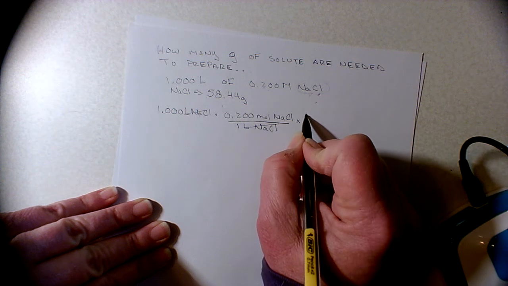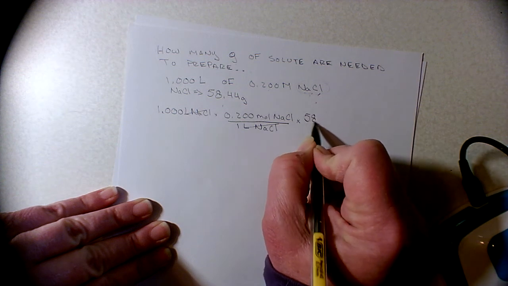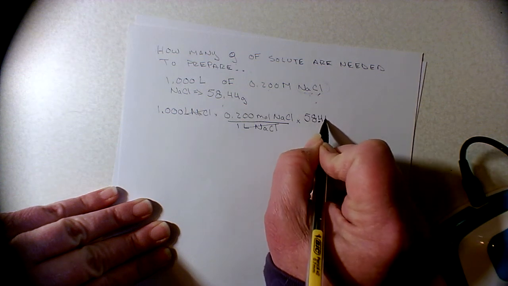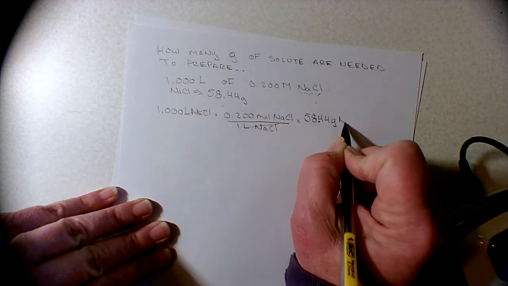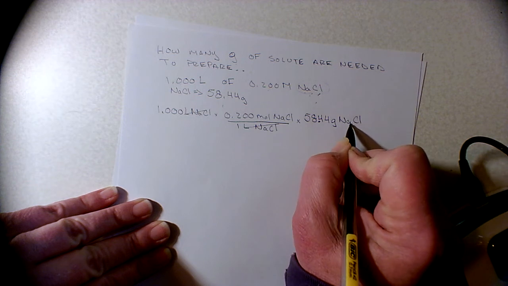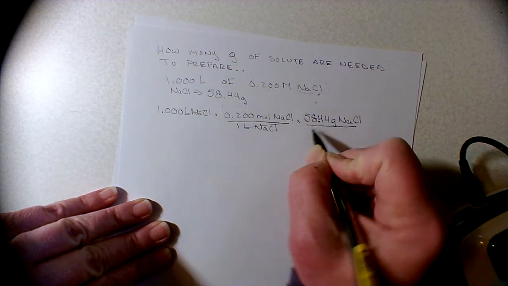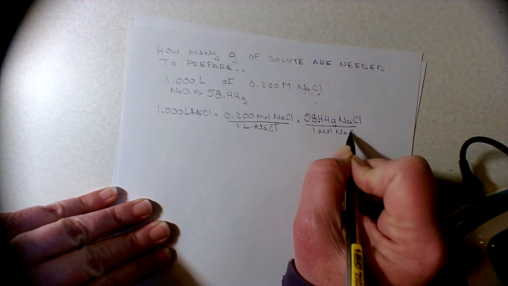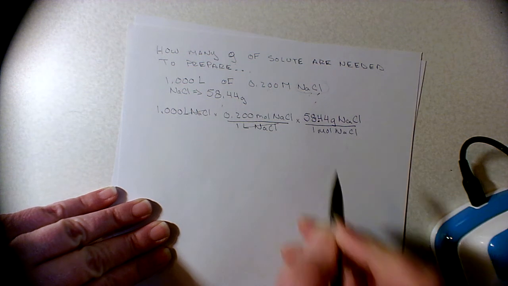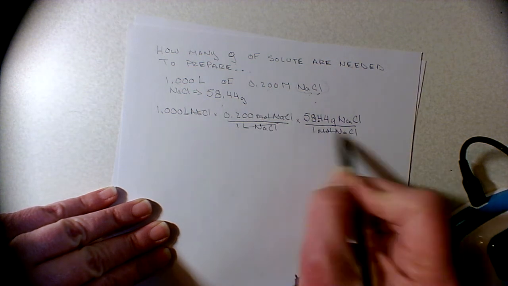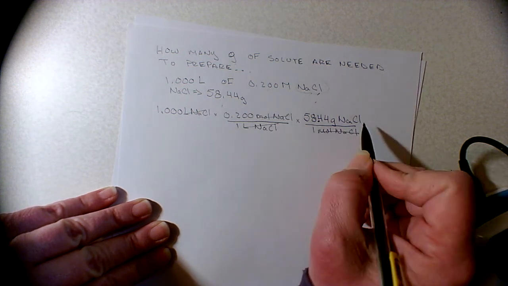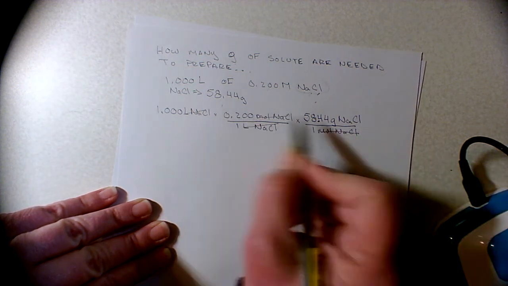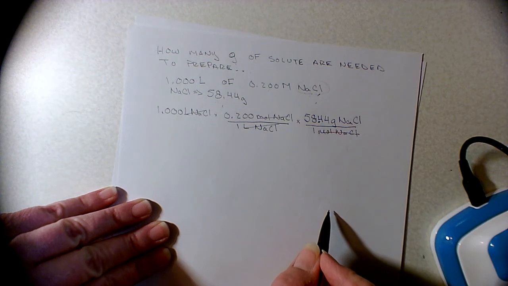So if I put the 58.44 grams of NaCl per 1 mole of NaCl, then I see that my moles cancel, and I am left with 0.2 times that 58.44.